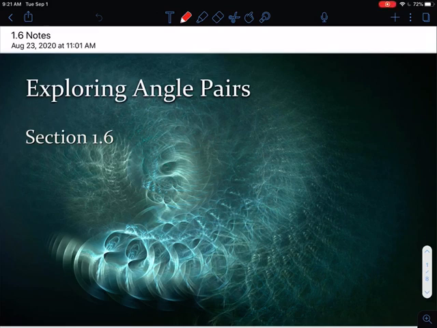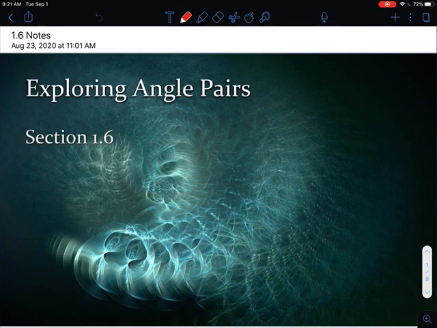All right, welcome back to the last section of chapter 1. We're going to be talking about angle pairs today, so just kind of expanding on our discussion from the last couple of days with angles. So we're going to talk about what different types of pairs you need to be able to identify.